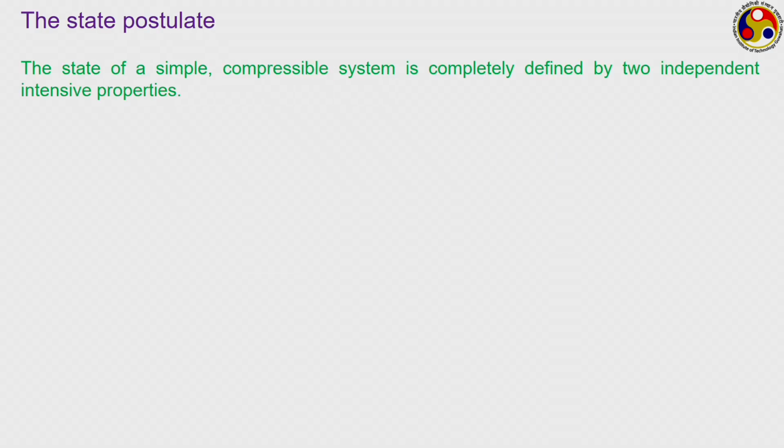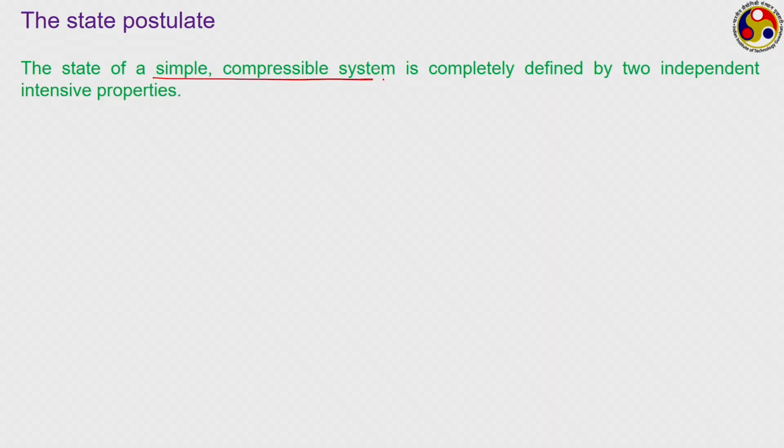As I have just mentioned, to specify the state of a system, we have to specify all relevant properties, and a system can have an infinite number of properties, because for every quantifiable scenario we can define a property. Then how many properties do we need to define for a system to know the state? That is answered by the state postulate, which states that the state of a simple compressible system is completely defined by 2 independent intensive properties.